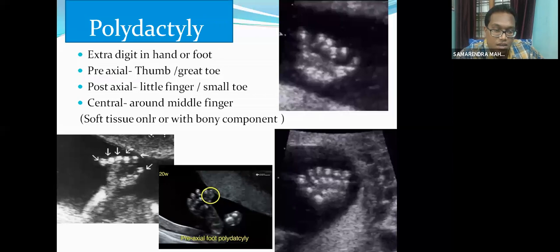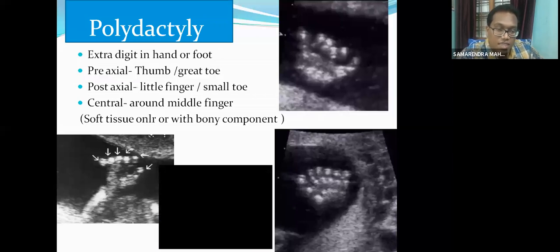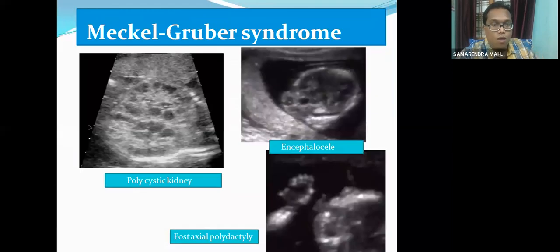This is post-axial, pre-axial foot polydactyly, and this is post-axial. Now coming to the syndromic assessment: whenever we get polydactyly, whether post-axial or pre-axial, the other systems need to be evaluated. Because in this case, after examination, it came to the kidneys, both the kidneys, left upper image showing bilateral polycystic kidneys. On examination of the head, there is a posterior occipital encephalocele, and it was ultimately diagnosed as Meckel-Gruber syndrome.